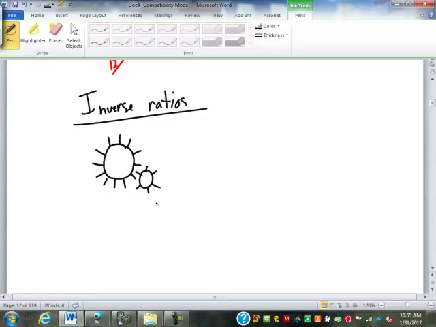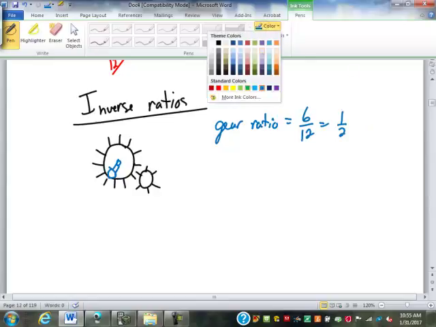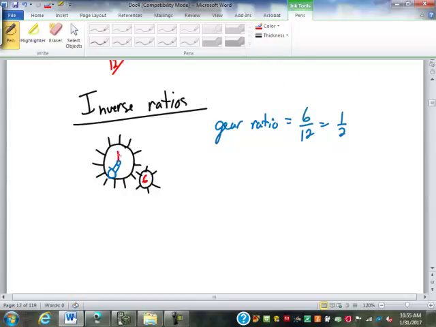Now we just said gear ratios were a direct ratio, right? So what's my gear ratio here if I'm assuming the motor is hooked to this one? It's a 6 to 12 or it's a 1 to 2 gear ratio, right? If you count the teeth, there's 6 teeth here and 12 teeth here. So that is a 1 to 2 gear ratio.